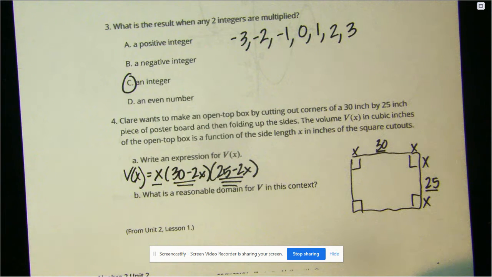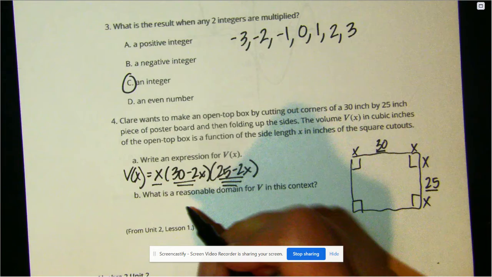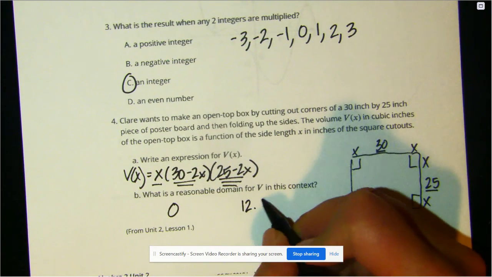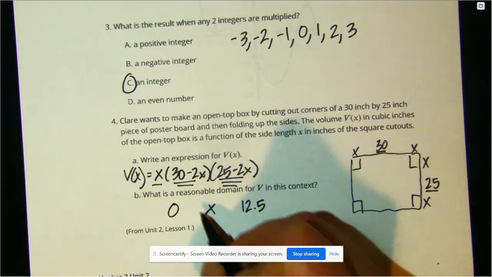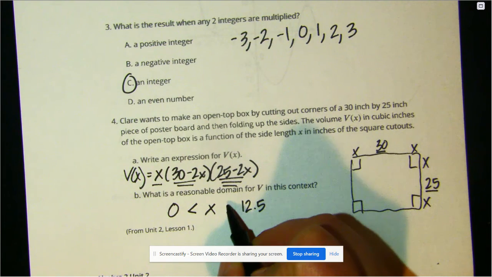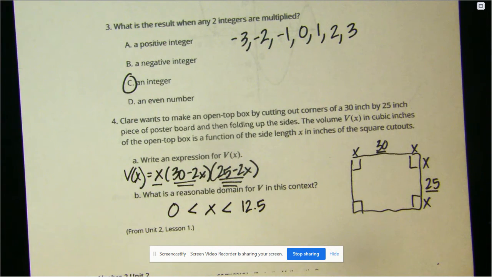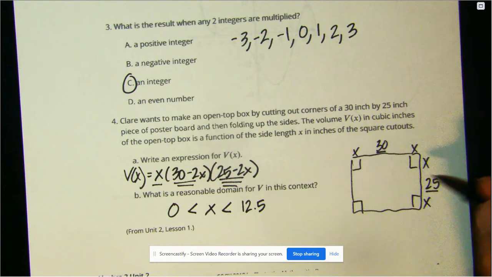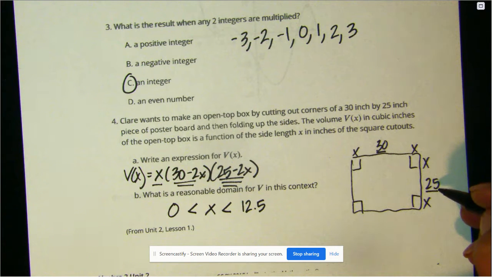So we're just going to give our upper and lower bound. We know that the cuts need to be bigger than 0, but smaller than 12 and a half. So put your x in the middle. We want them bigger than 0, but less than 12 and a half. How did I do that? I just looked at the smallest dimension and cut it in half, because if I take 2 of those and subtract from there, there wouldn't be anything left to cut.